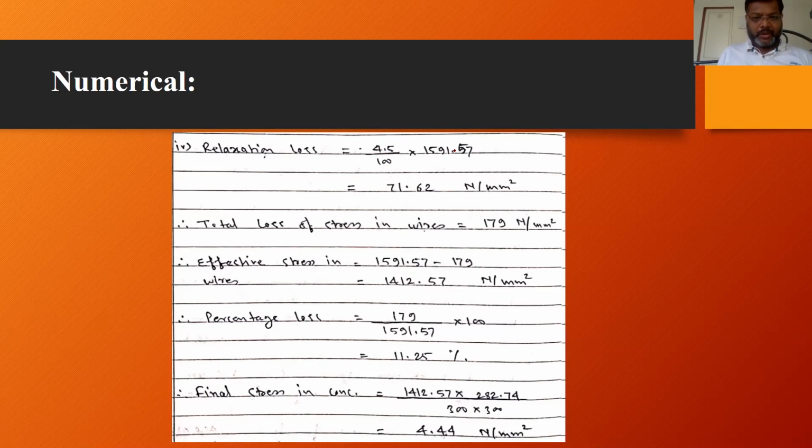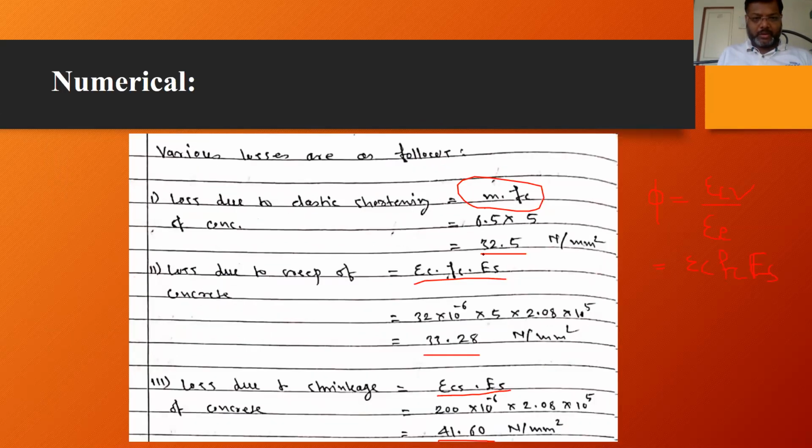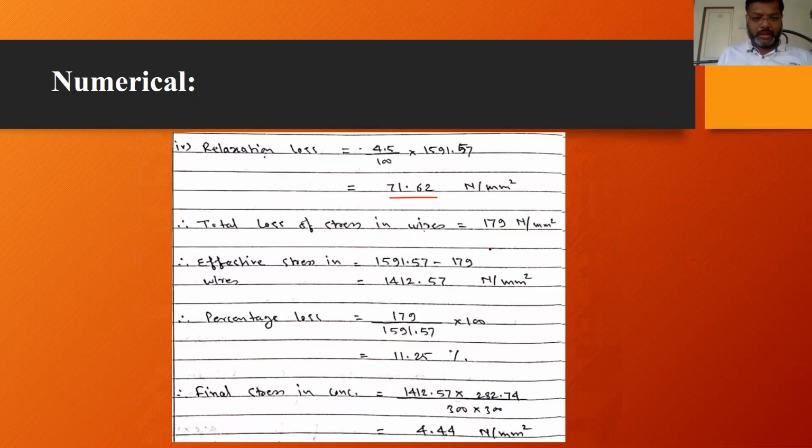Already we have calculated. So that comes to 71.62 Newton per mm square. That is the loss of stress due to relaxation. Okay. So now to find out the total stress, we have to take addition of all stresses what we have calculated: the loss due to elastic shortening, loss due to creep of concrete, loss due to shrinkage of concrete. All these values we have to add to get the final loss. Okay, so that addition comes to 179 Newton per mm square.